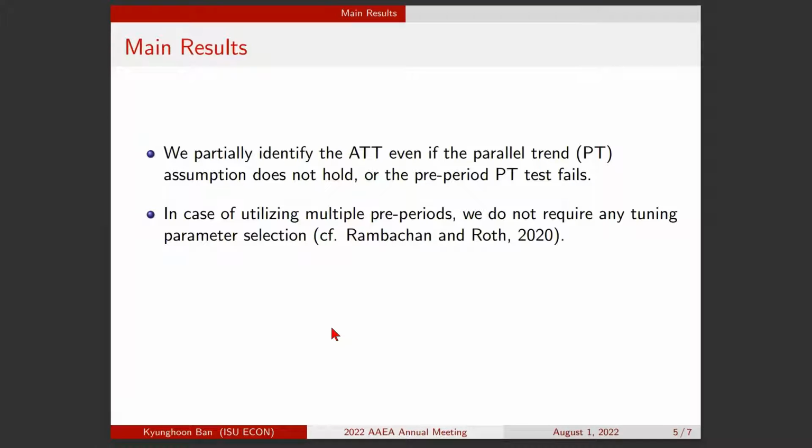Secondly, there is another paper from Rambachan and Roth, 2020. They are also exploiting some variation in the pre-treatment period by relaxing the parallel trend assumption, but our method has some advantage over their method because our method does not require any selection of arbitrary tuning parameters. We just allow the data set to determine the identified set itself without intervention of any researcher's choice.